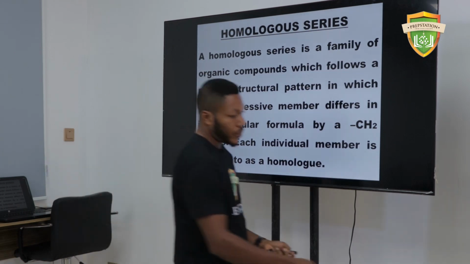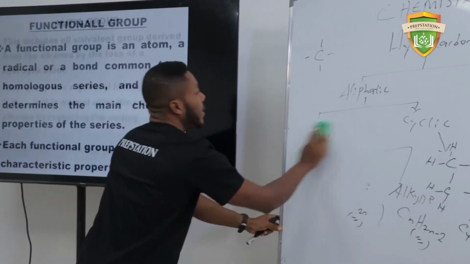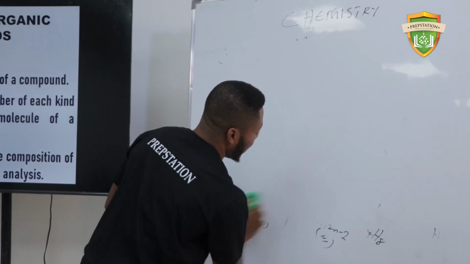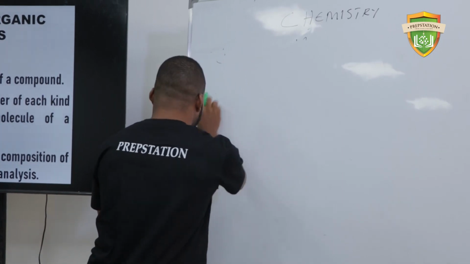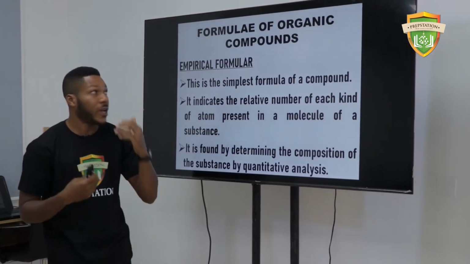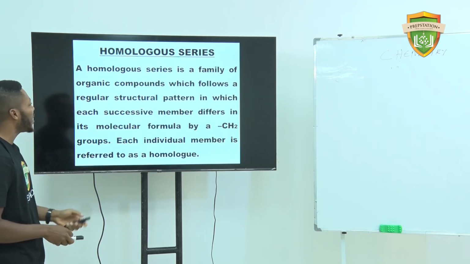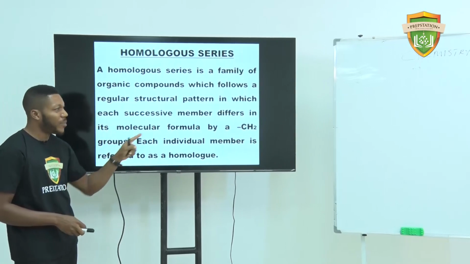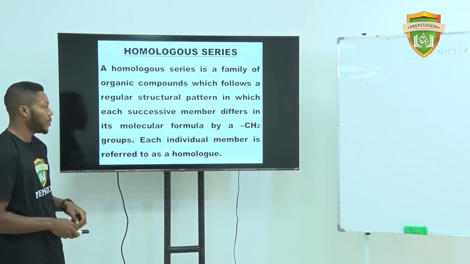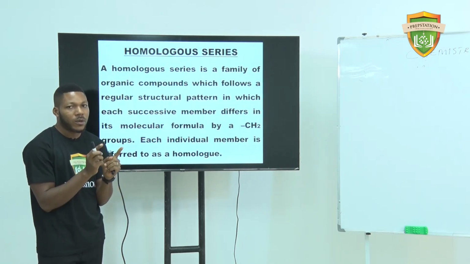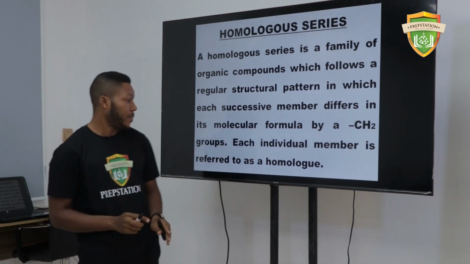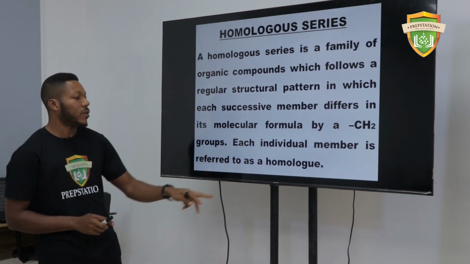Homologous series. Now, a homologous series is a structural pattern which every organic compound follows that helps us to classify them into their respective homologues. Every organic compound has where they belong, just like everybody has their own special family. So, homologous series is a family of organic compounds which follows a regular structural pattern in which each successive member differs in its molecular formula by CH2. Every member of each homologue differs from the others by CH2. I will give you an example later. Each individual member is referred to as a homologue.